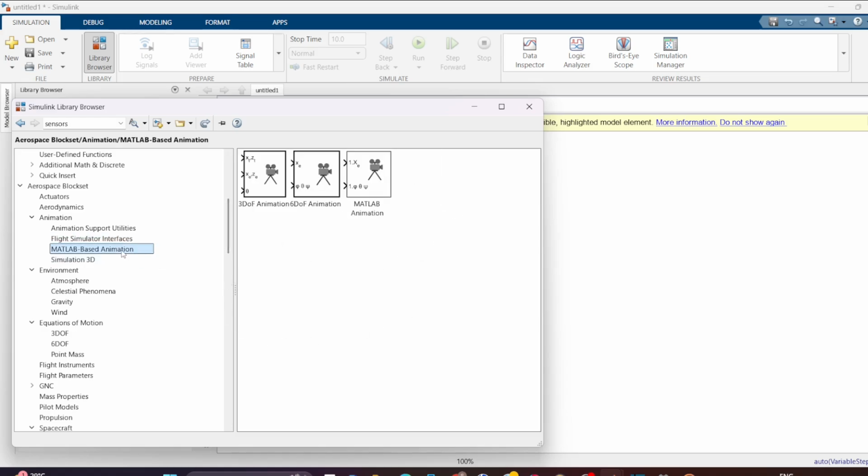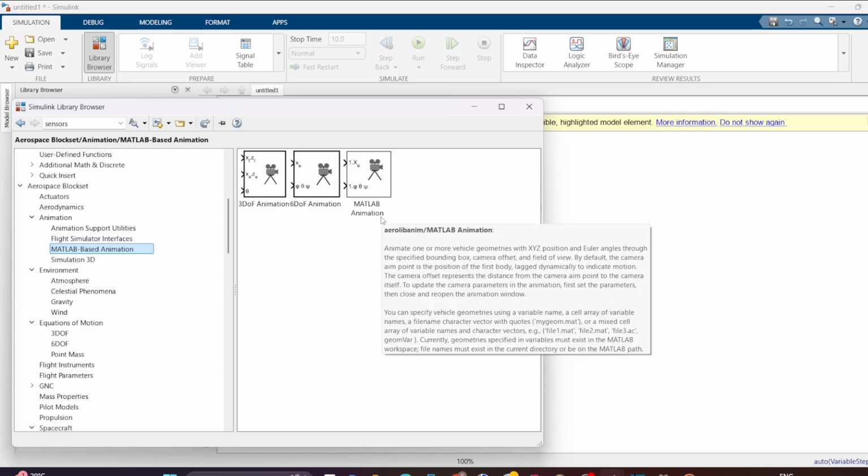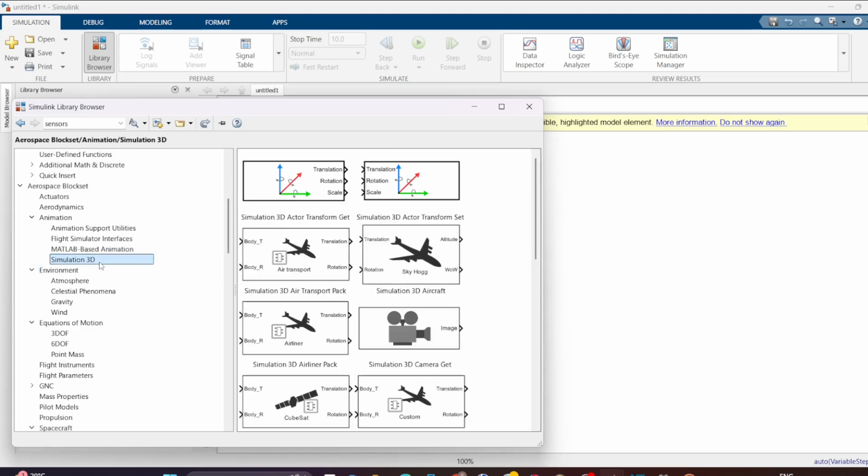Then we have MATLAB based animation. Here we have 3DOF animation, 6DOF animation, and MATLAB animation. Then we have Simulink 3D. With the help of Simulink 3D, we can make an aircraft in a 3D model. So how does animation work? Animation blocks are used to visualize the motion of aircraft. Instead of just graphs, you can see aircraft movement in 3D and orientation changes. This makes your simulation more interactive and easier to understand, especially for presentations and videos.